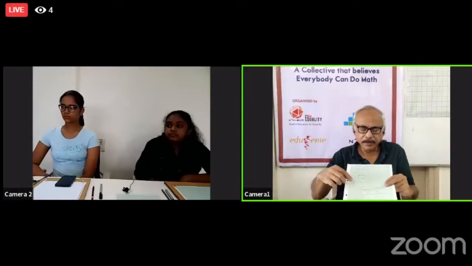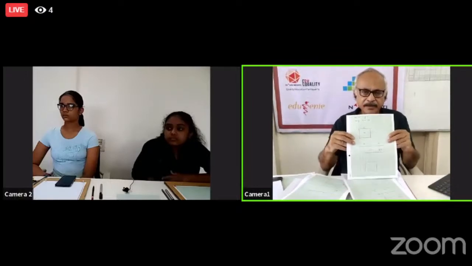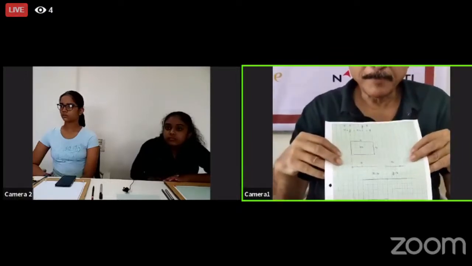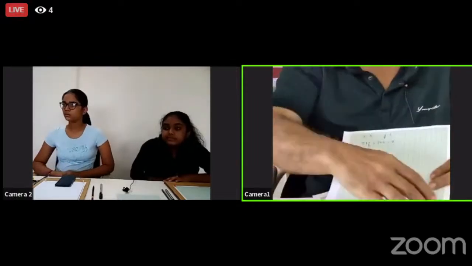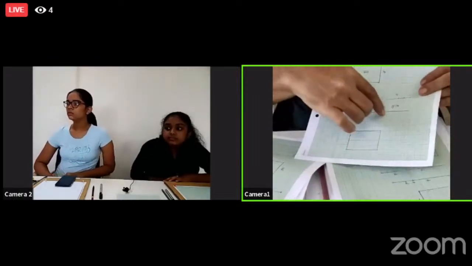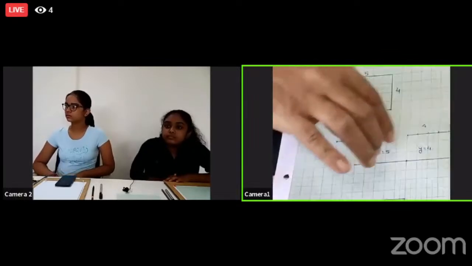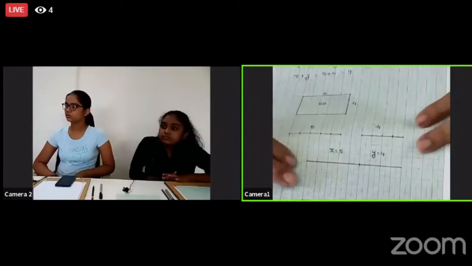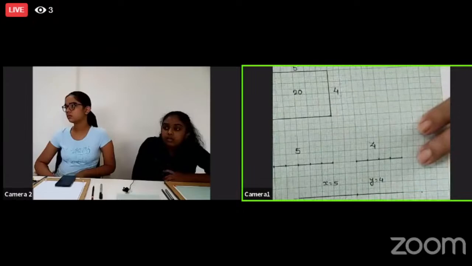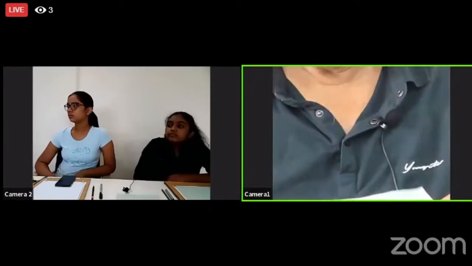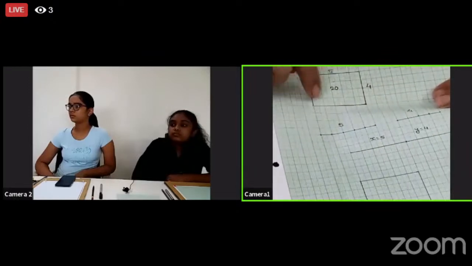We did something like this. If I take 5 and 4, then this is 5 plus 4. This line here: 5 is a length of 5 steps, 4 is a length of 4 steps. So a length of 9 steps is 5 plus 4. That is addition.